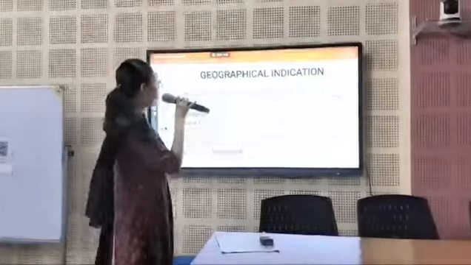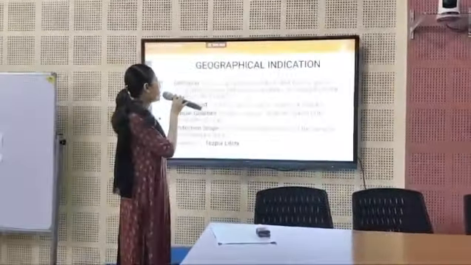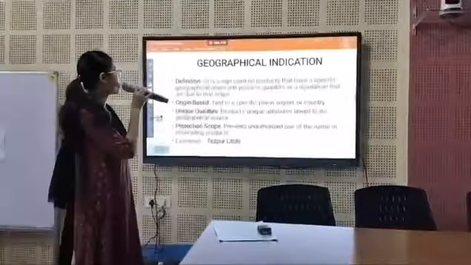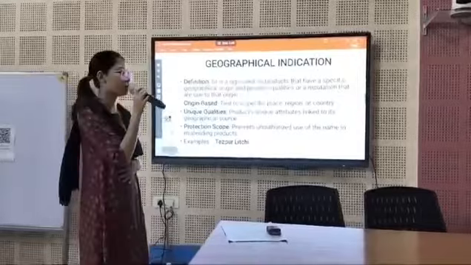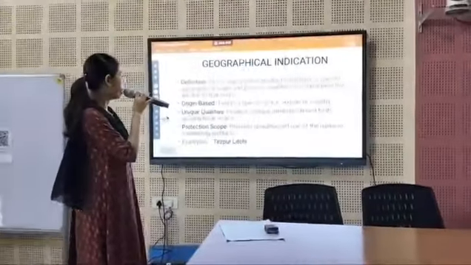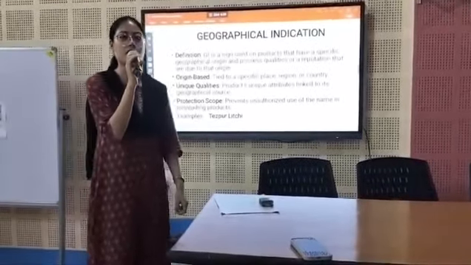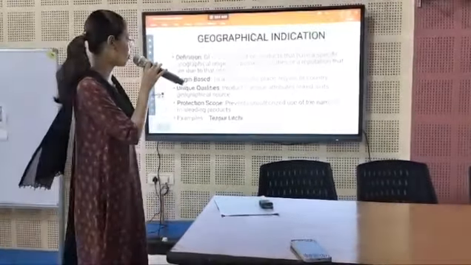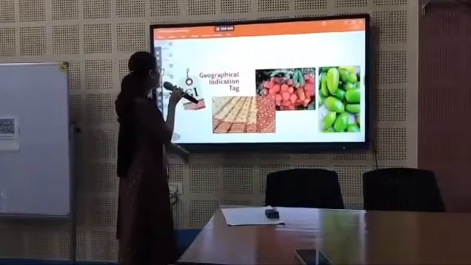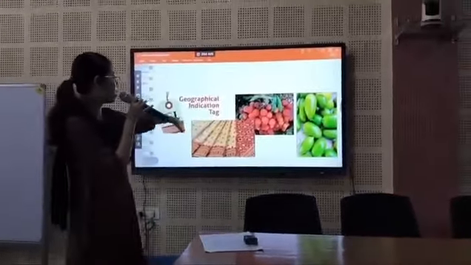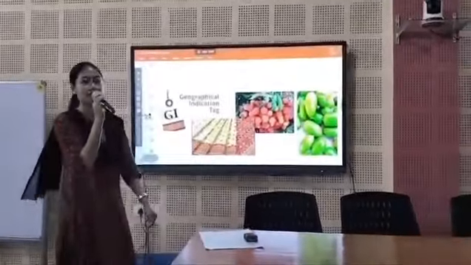Geographical indication or GI is a kind of intellectual property right which is given to specific products which belong to a specific geographical location. In case of Assam, there are several GI tags which are given to products. For example, Tezpur Lychee, and I have given some more examples. Muga silk, Tezpur Lychee, then Joha rice. All these are examples of GI tags.